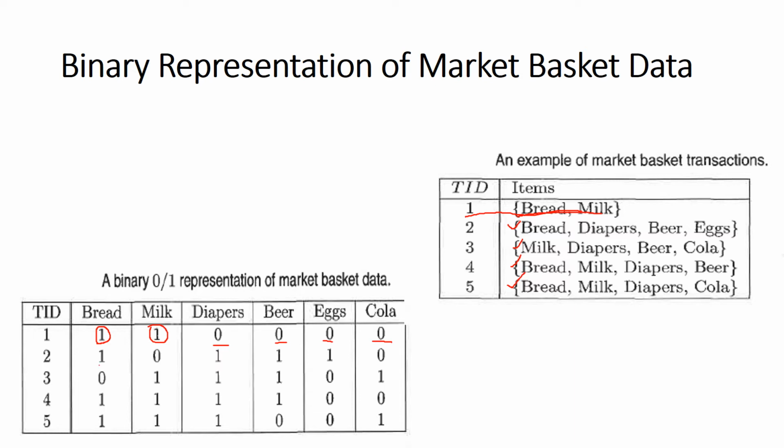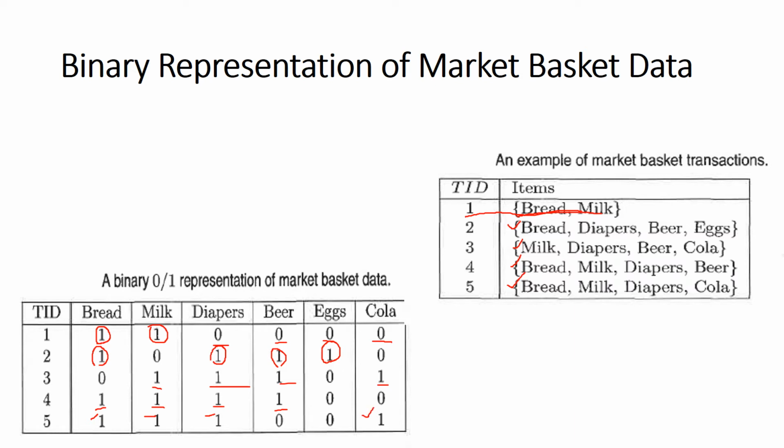When we look at the second transaction, bread is 1, diaper is 1, beer is 1 and eggs is 1 because these 4 items are bought in the second transaction. Similarly, for the third transaction, milk, diaper, beer and cola are 1. For the fourth transaction, bread, milk, diapers and beer are 1. And for the fifth transaction, bread, milk, diapers and cola are 1.